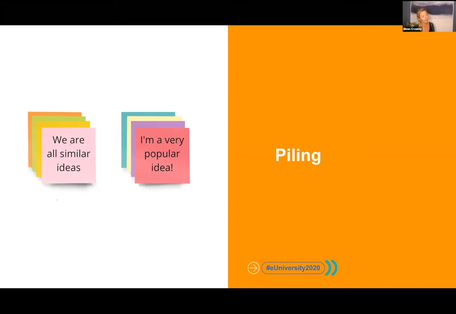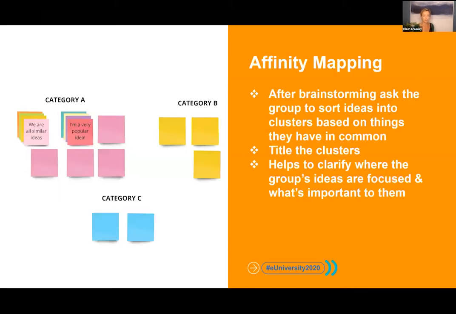This is piling. And as you can see, this helps to give us a sense of where most people's ideas are focused and on what is important to them. So as you can see, these are very popular ideas because there's a lot of them piled on top of each other. And we use piling and clustering in a technique called Affinity Mapping. This is very useful in the exploratory stage of your idea generation process.